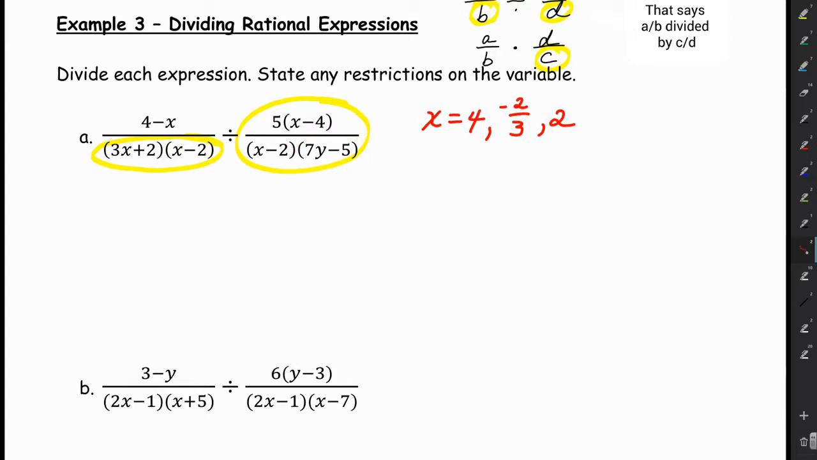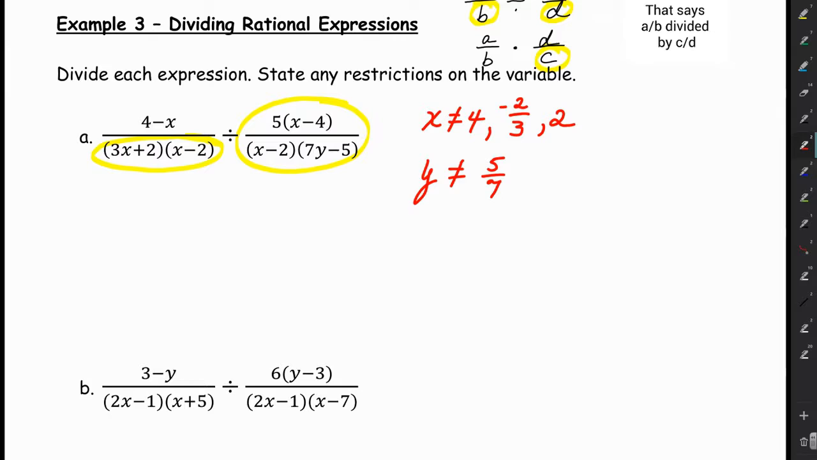And we're going to have a restriction at y equal to 5/7. It should be not equal, y does not equal 5/7. Right, so all of our restrictions occur then at x does not equal 4, negative 2/3 and 2, and y does not equal 5/7. All right, so taking care of all of that.